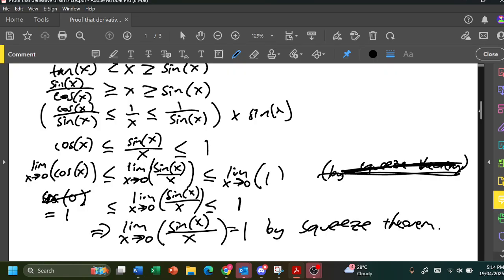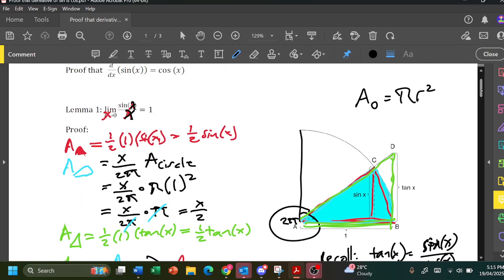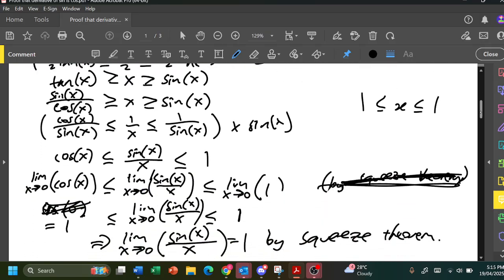And again, if you haven't heard of the squeeze theorem, it should be fairly straightforward. Let's suppose there's some x. If that's less than or equal to 1, but it's also greater than or equal to 1, well, the only possible thing that x could be equal to is 1 itself. And that's kind of what we found over here. So that proves our first little lemma here. We've shown what we wanted to show.